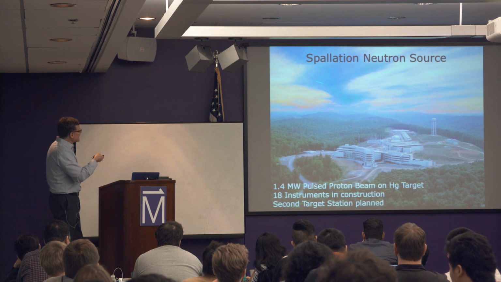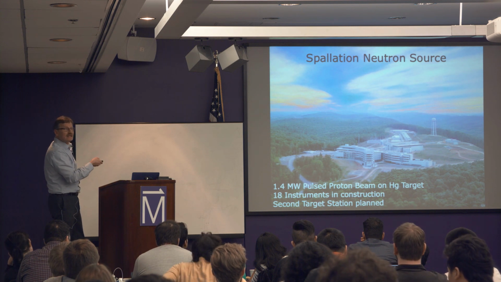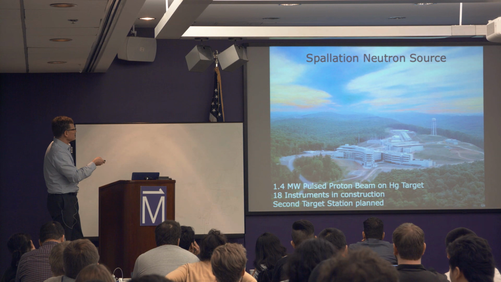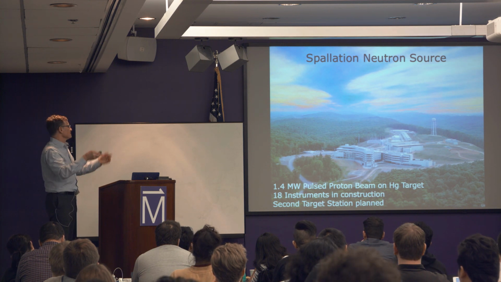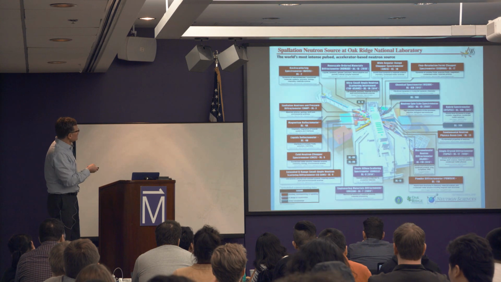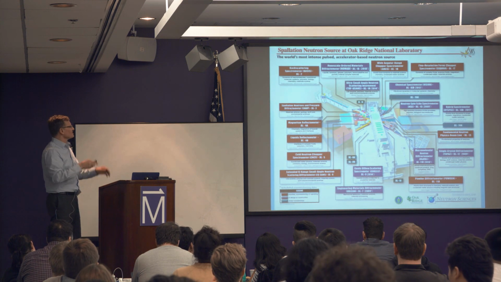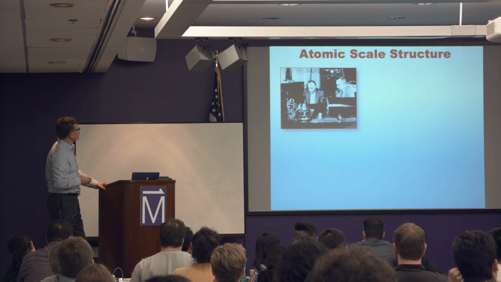This is a picture of the Spallation Neutron Source in Oak Ridge, Tennessee, and it's based on a proton accelerator and the spallation process, and inside this building is where all of the instrumentation actually sits. It's quite a busy place with all sorts of different experiments going on.